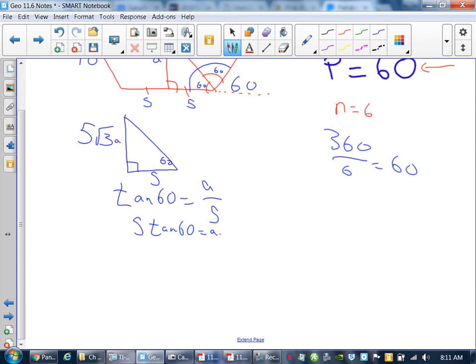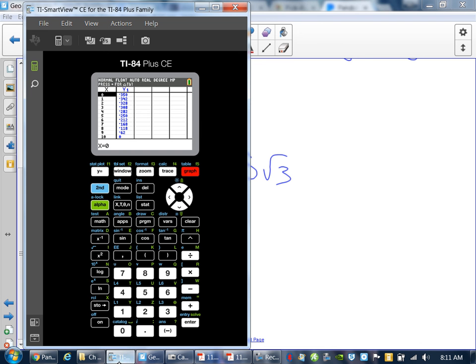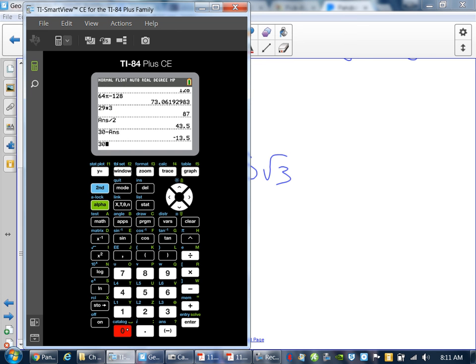Just like we did a second ago, you can piecemeal things together. I now know my apothem. I knew my perimeter. I put it together. Area is 1/2 the perimeter of 60 times my apothem, 5 root 3. 259.81 is what I got. I just wrote 30 times 5 root 3 because I knew half of 60 was 30.